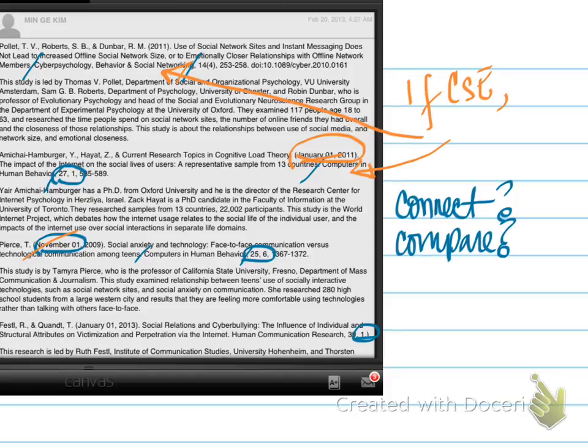Actually, maybe you are using MLA, because the thing about CSE is, if you're using CSE, then there's no parentheses. If this is CSE, then there's no parentheses. And if it was CSE, then the year would be way down here. So the question is, is this CSE? Or is this APA? Either way, something's wrong. So you've got to figure it out.